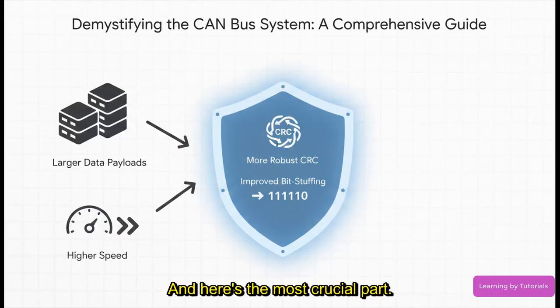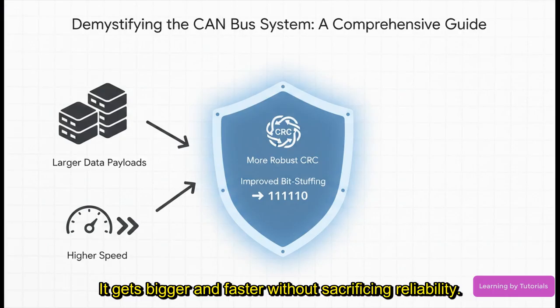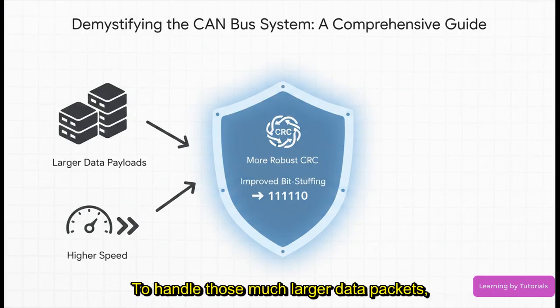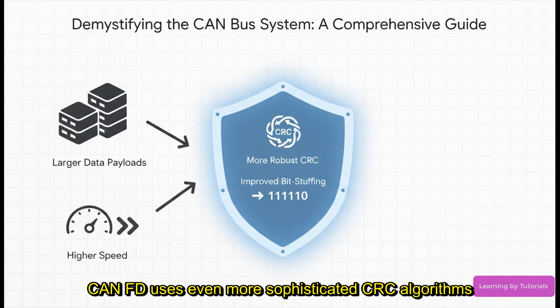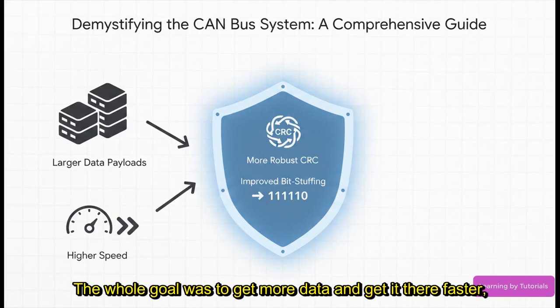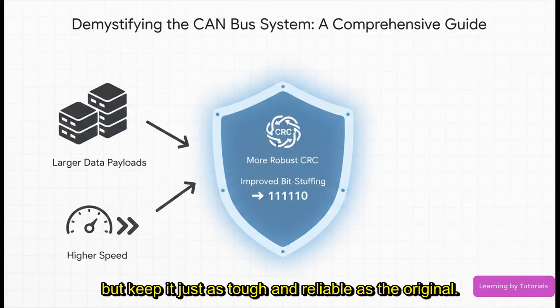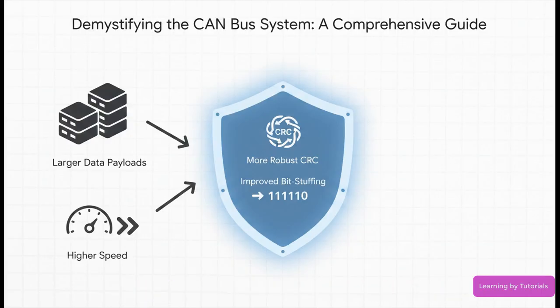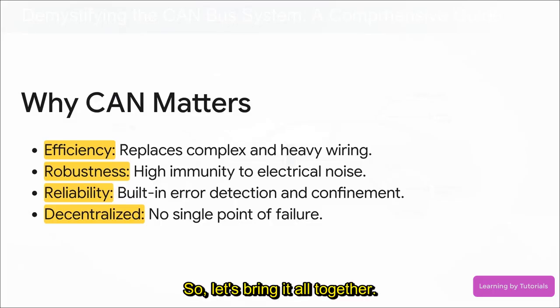And here's the most crucial part. It gets bigger and faster without sacrificing reliability. To handle those much larger data packets, CAN-FD uses even more sophisticated CRC algorithms and an improved bit stuffing method. The whole goal was to get more data and get it there faster, but keep it just as tough and reliable as the original.